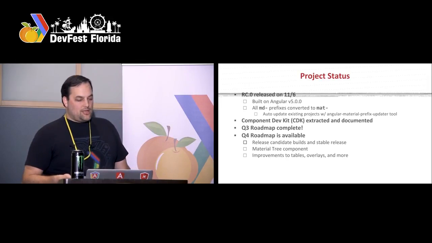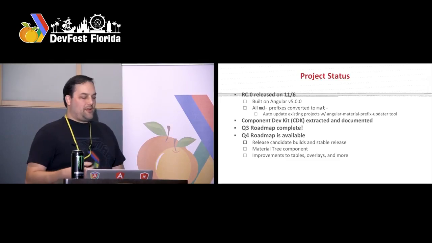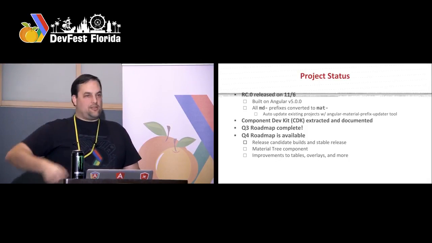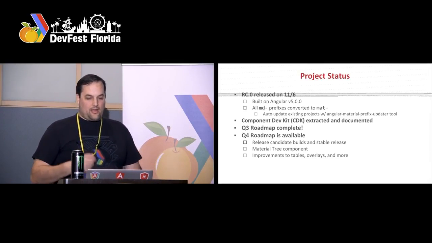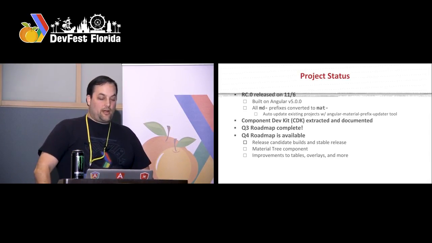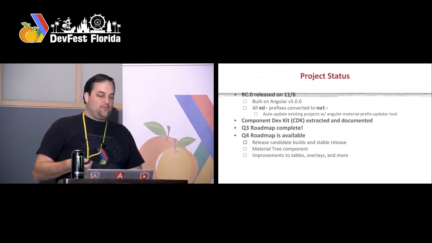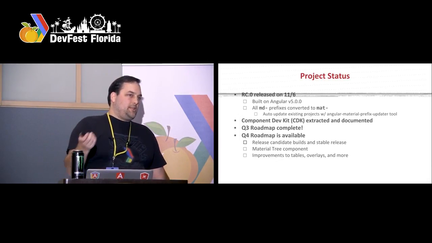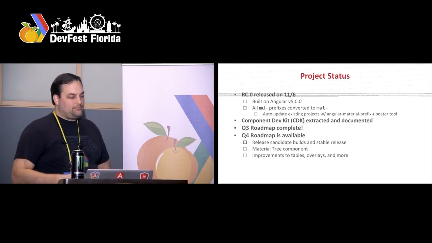There were a few breaking changes with prefixes in the last beta release, but the team provided a great tool that just allows you to point it at your TS config, run the tool, and it will update your entire application to migrate your prefixes over. I've used it on a few projects and it has been great. So this change from MD to MAT is really going to help with the NG upgrade story. If you're upgrading from AngularJS material to Angular material, there's no more chance for conflicts or anything there.